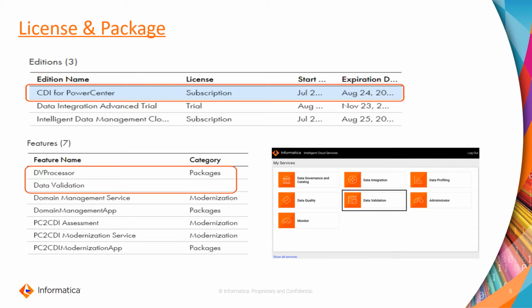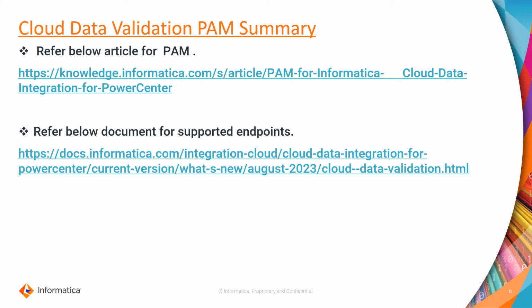For licensing and packaging, you get data validation as part of the starter pack and also the edition pack. So we have CDI for Power Center edition, and you will see something like this in your license and packaging. Also, it has two components: DV processor and data validation service. If you have these two in your license and packages part, then data validation is enabled for you. For the PAM support and supported endpoints, you can refer to these two documents.